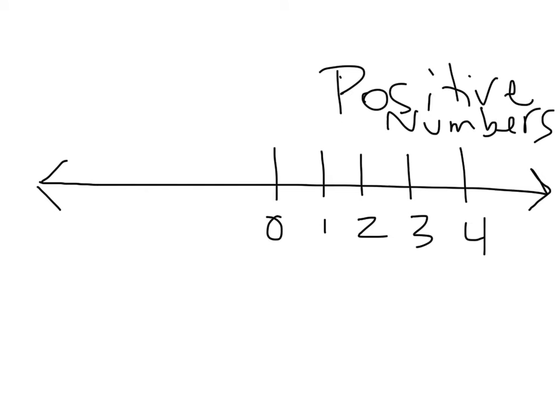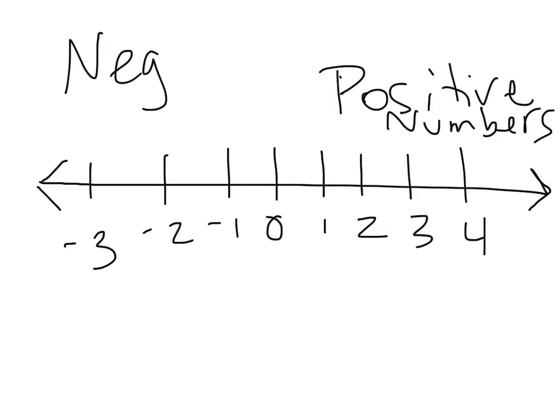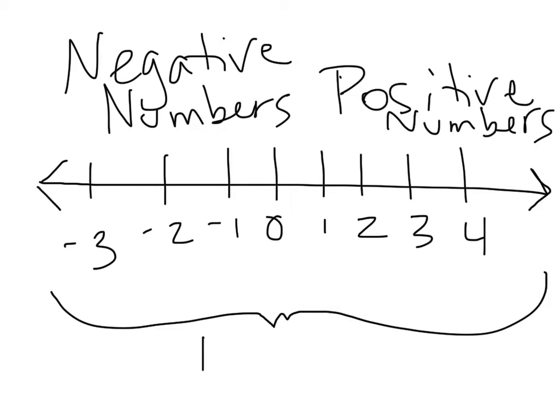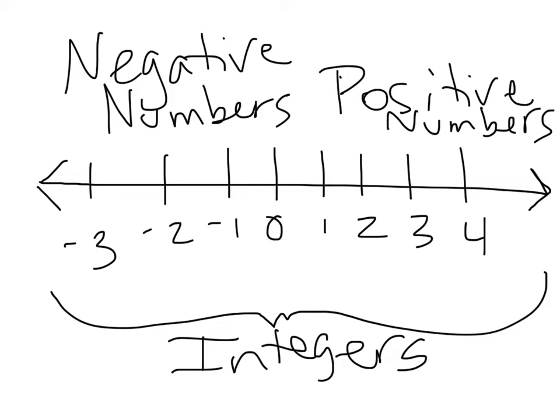And on the left side, we would have -1, and then -2, and then -3. Those are called our negative numbers. All of these numbers are called integers. It's the set of positive and negative numbers, including 0. Keep in mind that 0 is neither positive nor negative because it represents essentially nothing.